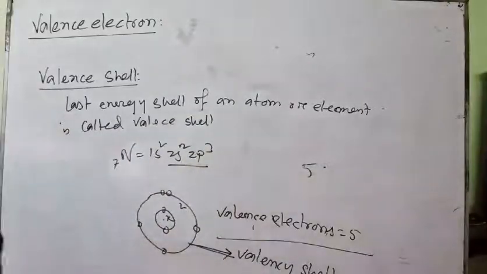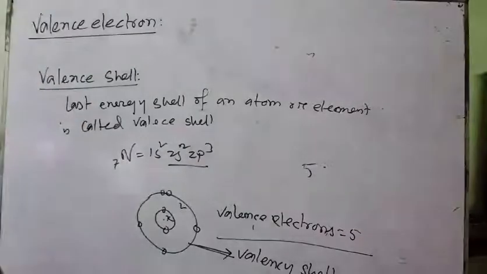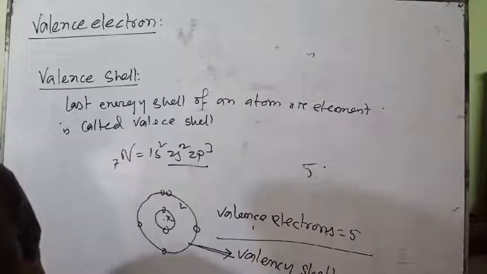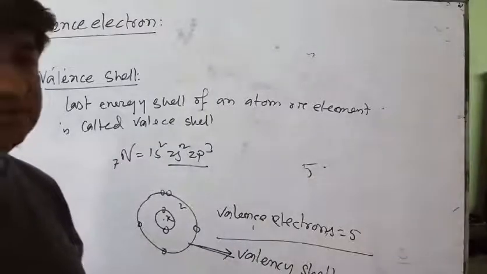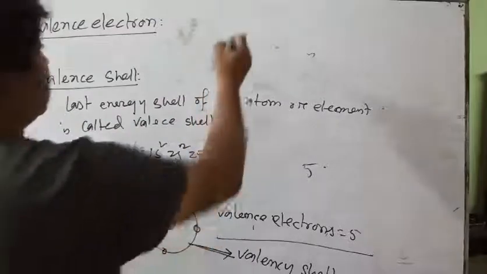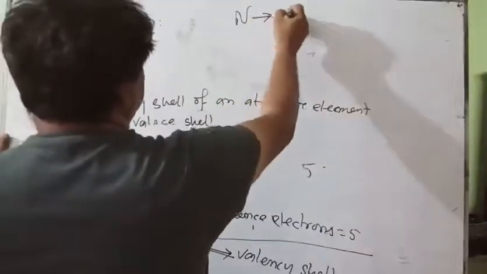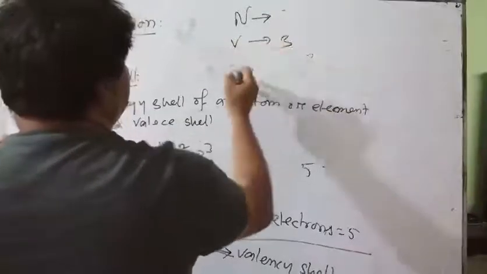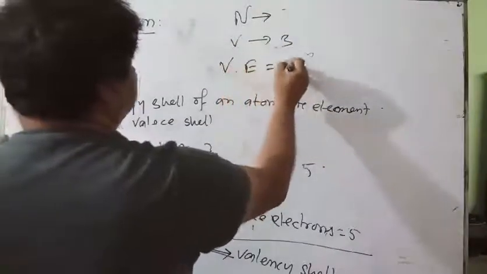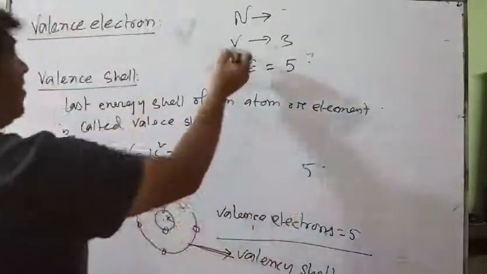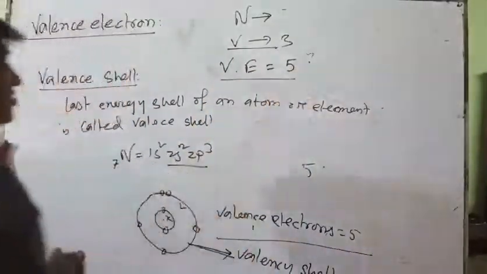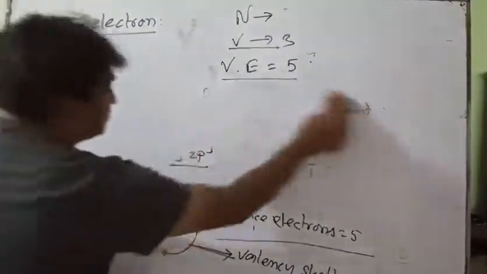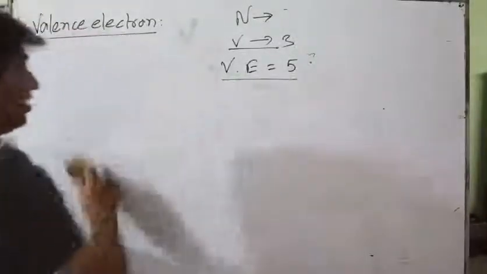Now there is an important question here. There are some elements in which the valency and valence electrons are not the same. Say for example, nitrogen: the valency is 3, whereas the valence electron equals 5. That means the valency and valence electron are not the same in some elements. The question here is, why the valency?